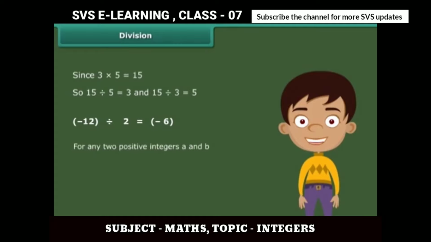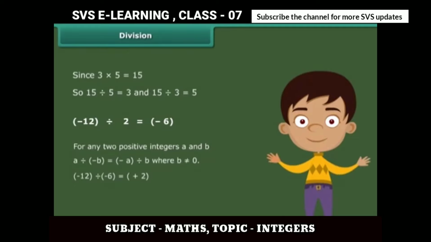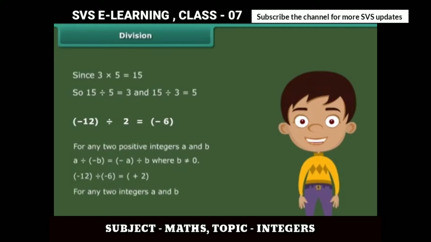In general, for any two positive integers a and b, a ÷ (-b) = (-a) ÷ b, where b is not equal to 0. When we divide a negative integer by a negative integer, we first divide them as whole numbers and then put a positive sign. In general, for any two integers a and b, (-a) ÷ (-b) = a ÷ b, where b is not equal to 0.